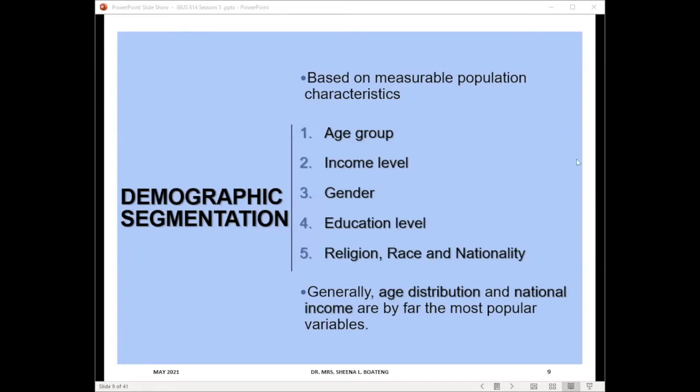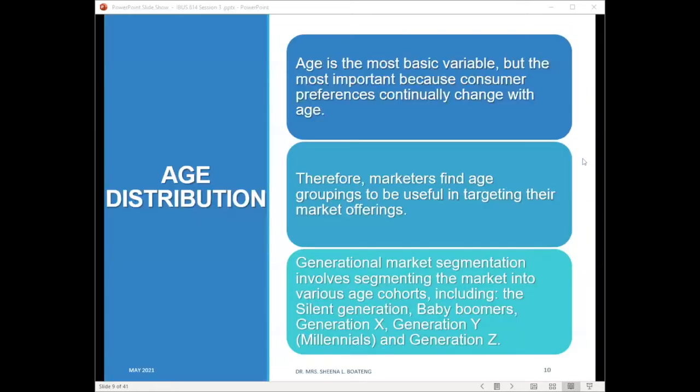Now, when it comes to age group as a criterion for market segmentation, there is one main theory that helps us in making this decision regarding which market to target. And that theory is referred to as the generational theory. Now, the basis of the generational theory is generational market segmentation, which is all about breaking down the market into different age cohorts, right? And then targeting them based on the age cohort that is most dominant in the country that you are trying to enter into and how it will contribute to your bottom line.